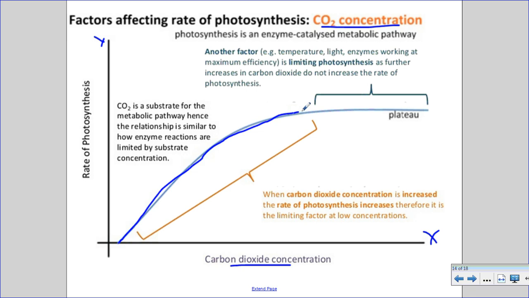And so eventually there will come a certain point of carbon dioxide concentration where that rate no longer increases, and this is where we've hit a plateau. Above this point, any further increases in carbon dioxide concentration will not affect the rate of photosynthesis. And at this point, CO2 is no longer a limiting factor.